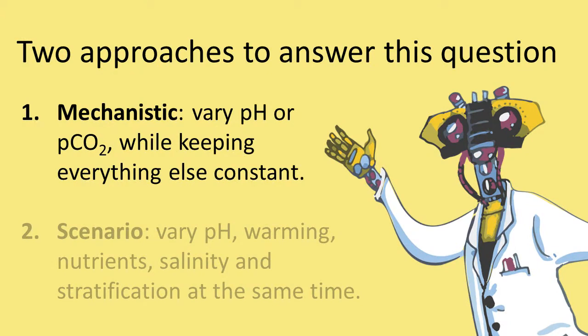You are most likely going to think about taking a traditional scientific approach, the way we're all trained, and try to isolate that variable from all the others, vary the pH or the PCO2 of your water while keeping everything else constant, and that's going to tell you what's going to happen to your reefs over the next 100 years, right?